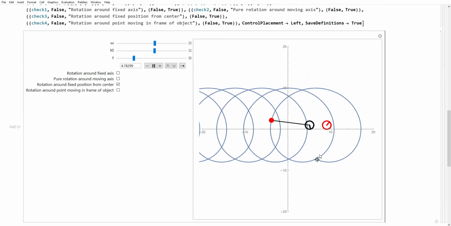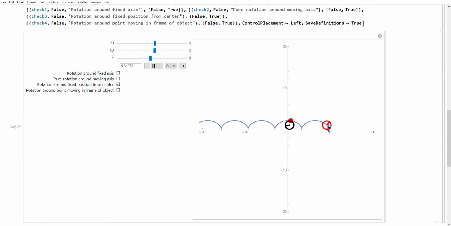So if I move this, you can see we can go to a much more simple case, like, actually, let me pause it so I can. There we go. So this is rotation around a fixed point, and the point happens to be going right through the center, or you can move it up to the edge.